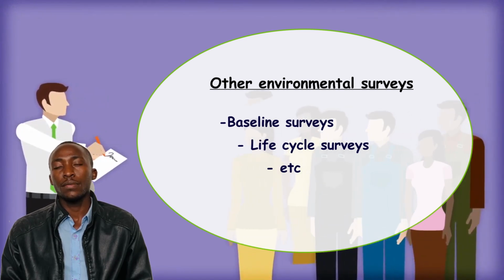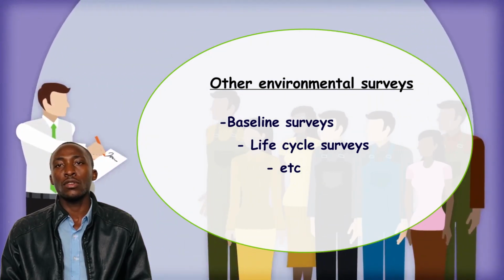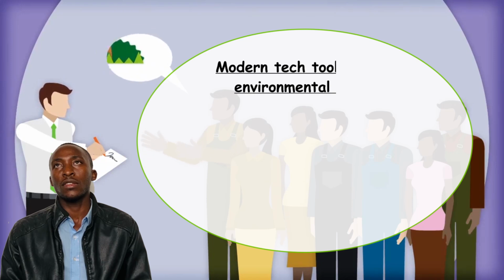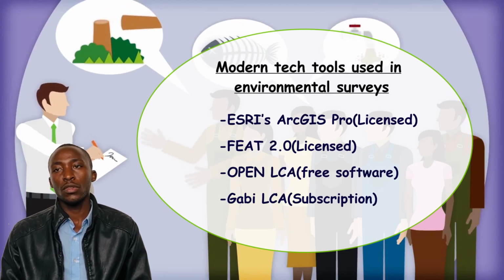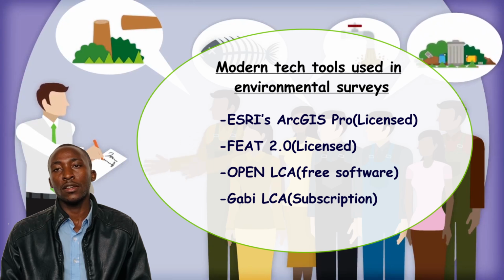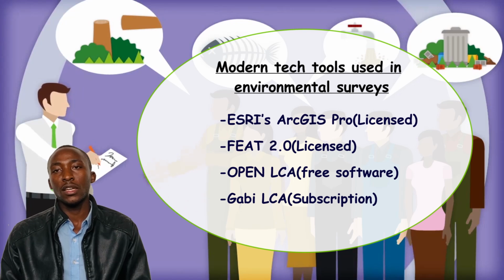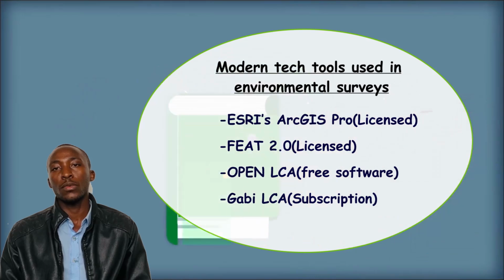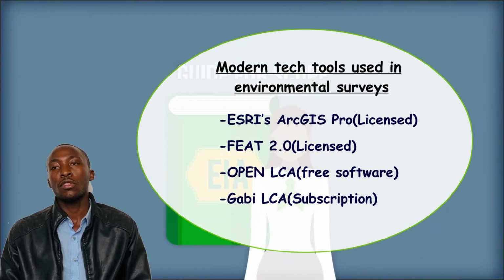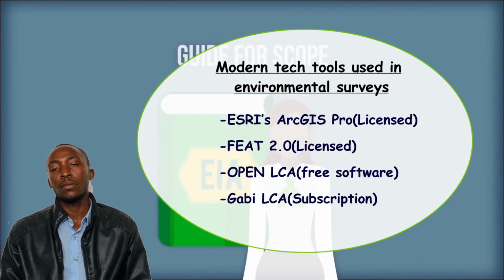Modern tech tools used in environmental surveys, as mentioned above, can include first, ArcGIS Pro, which is suitable for scientists and planners alike. Its pricing varies by licensing type, with key features like distance analysis, basic proximity analysis, and feature comparison analysis. Second could be the FEAT 2.0, which is suitable for humanitarian and emergency response, with a pricing that varies by license type.